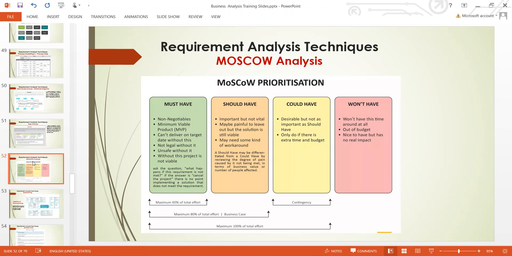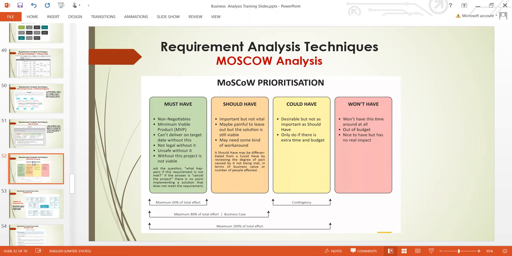Okay, what we won't have this time around at all means that this is a no-go area. These are the boundaries. You're creating a boundary for the project. Out of budget, you don't have money, you don't consider it because it's out of budget. Nice to have, but has no real impact.